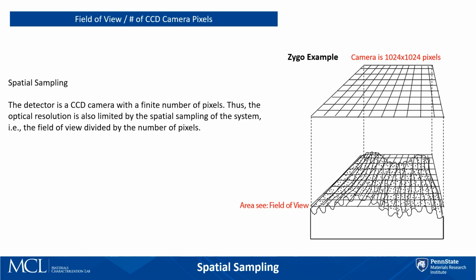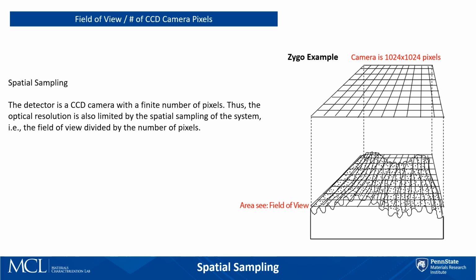The spatial sampling is the field of view of the objective divided by the number of pixels present on the CCD camera. This will give us the dimensions of the camera pixel. Using a lower magnification objective, for example, the Tighe 2.75x has a 3 millimeter field of view. If we simply do the calculation, 3 millimeters divided by 1024, we're going to have a 2.9 micron pixel size.